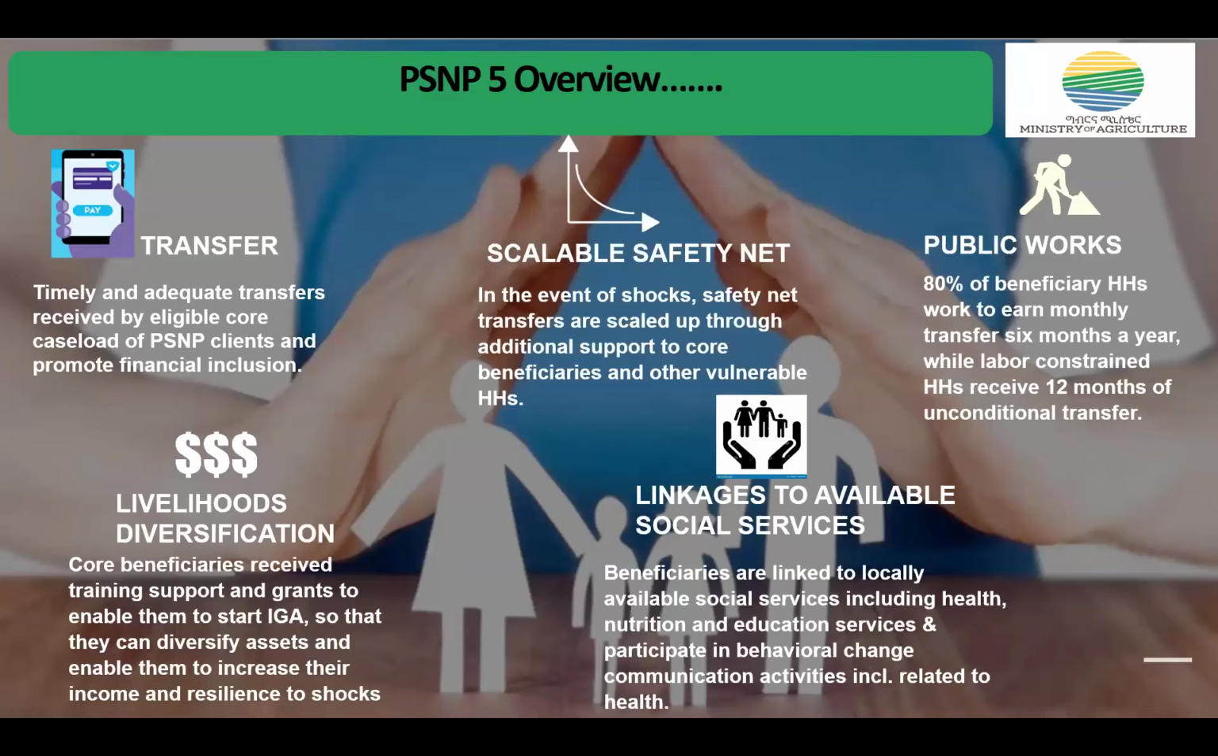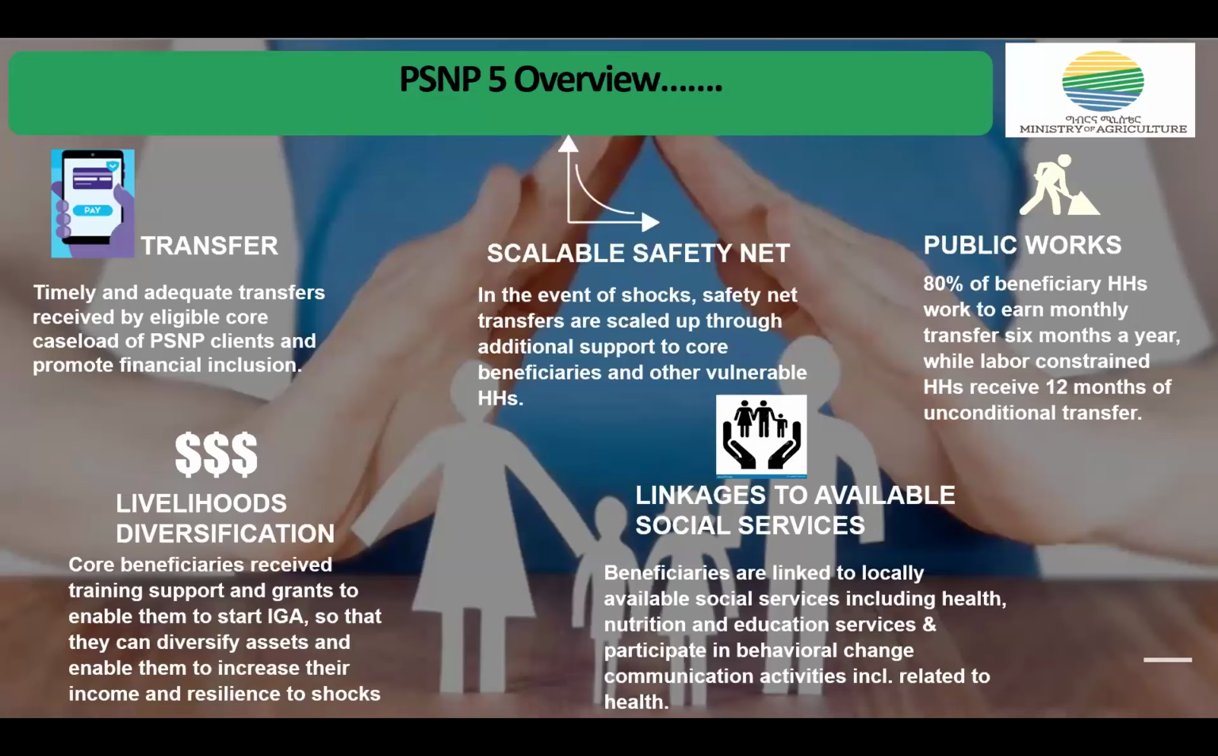The fourth one is livelihood diversification. This also supports the core beneficiaries by giving intensive training support and also grants to enable them to start income generating activities so that they can diversify assets and enable them to increase their income and resilience to shocks.